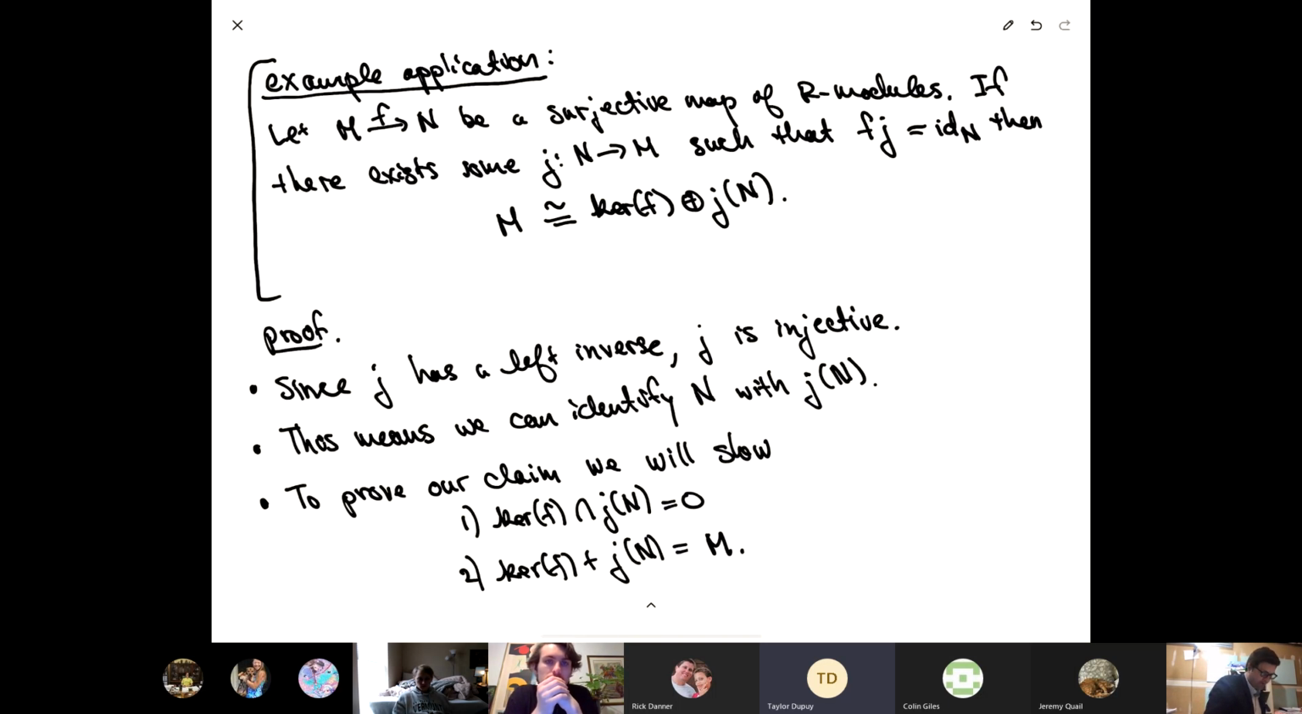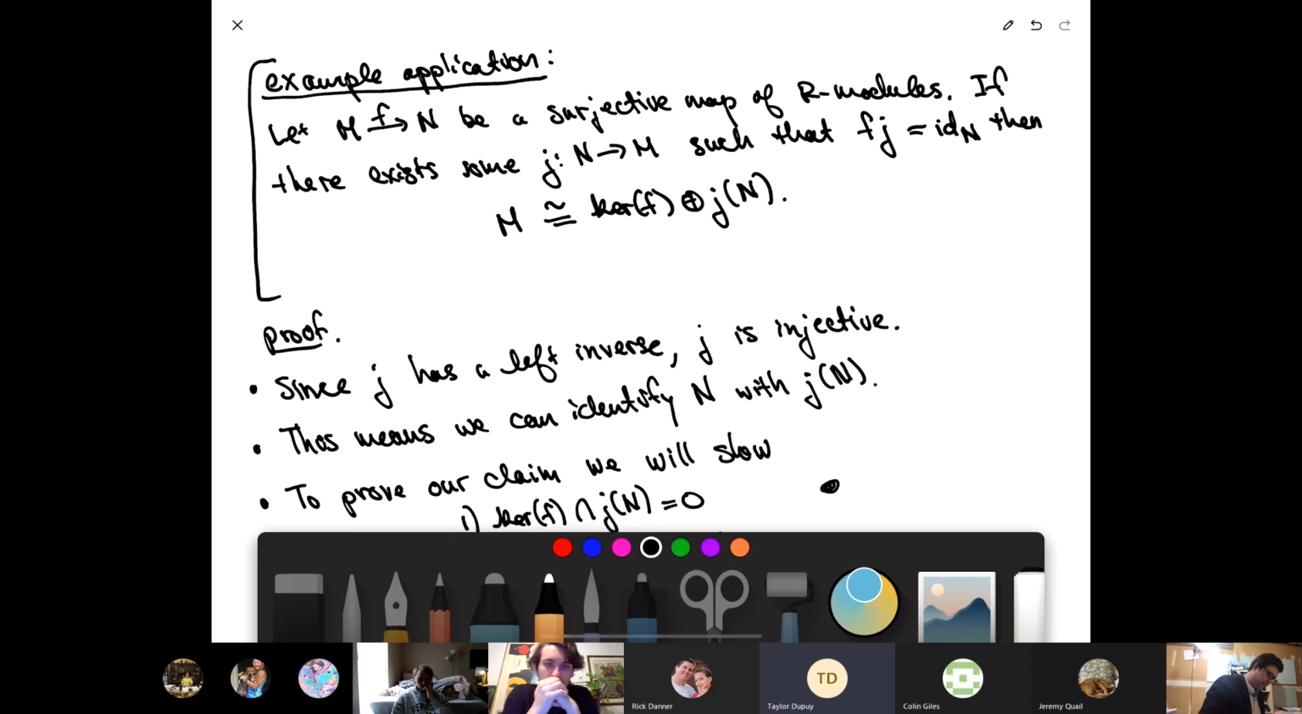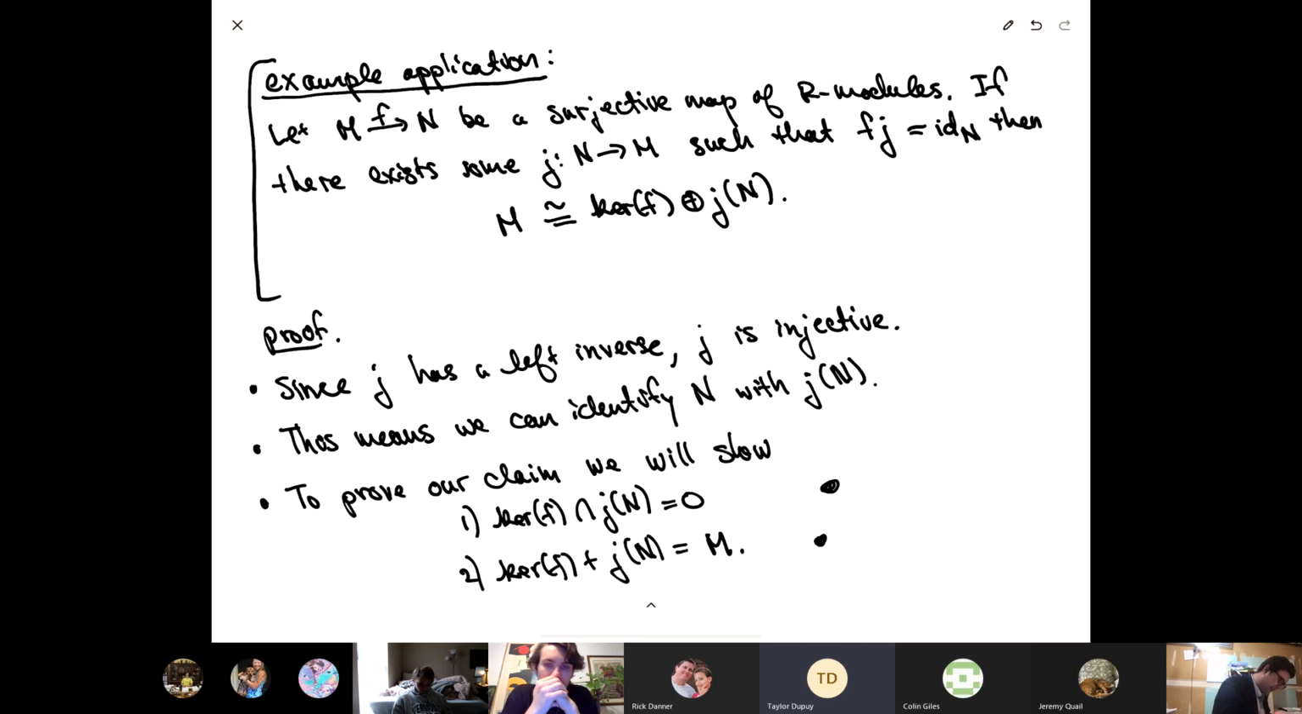So your question was, what is... this gives you an example of how to show two things are in direct sum. To show two things are in direct sum, you check that the intersection is 0 and then you check that they span m. Or you check that the intersection is trivial and that they span the whole thing. Your question was, what is this isomorphism here? The map here is that you take m and you map it to m minus jf of m, and then jf of m. This is the isomorphism in this particular case.